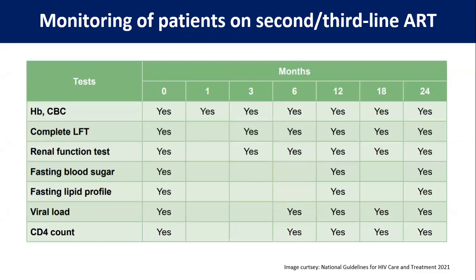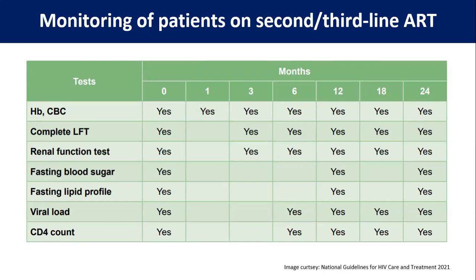Now, once a patient is put on ART, what are the things that we are going to monitor and at what interval? So hemoglobin or CBC at baseline, then at first month, third month, 6 months, 12 months, 18, 24, and then every 6 months. Then complete LFT at baseline, third month, 6 months, 12 months, 18 months, and then every 6 months. Then renal function test at baseline, third month, 6 months, 12 months, 18 months, then every 6 months.